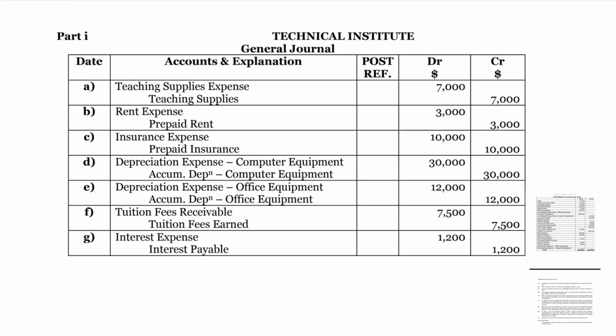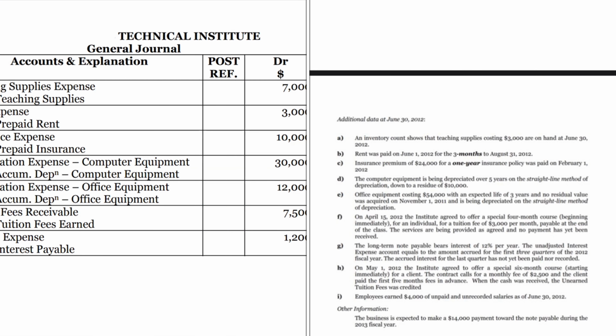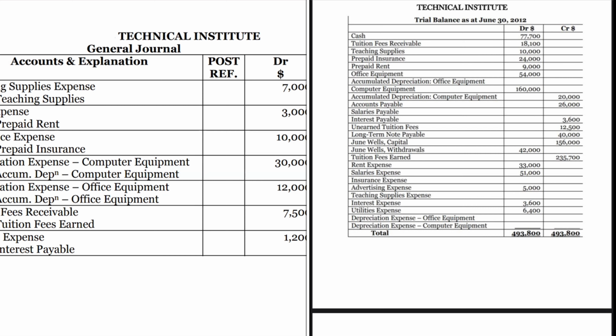Right, let's look at H, almost there. On May 1, 2012, the Institute again agreed to offer, this time, a special 6-month course starting immediately for a client. The contract calls for a monthly fee of $2,500, and the client paid the first 5 months in advance. When the cash was received, unearned revenue or unearned tuition fees was credited. So at May 1, someone paid you for 5 months' worth of class.